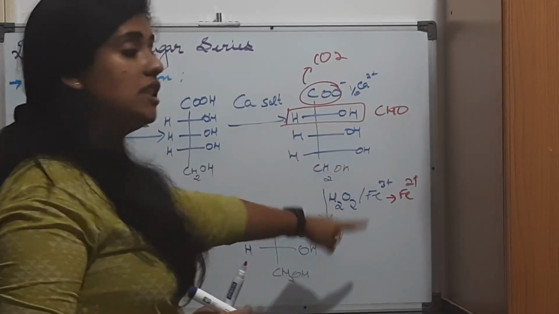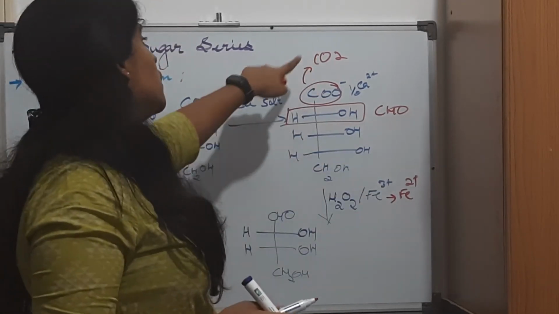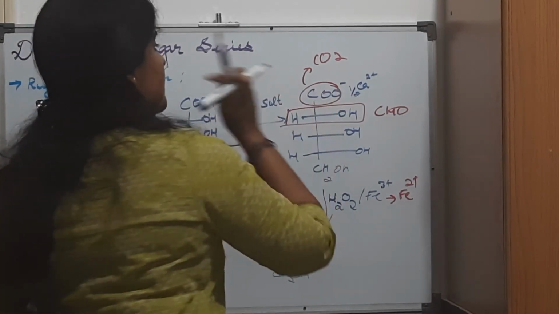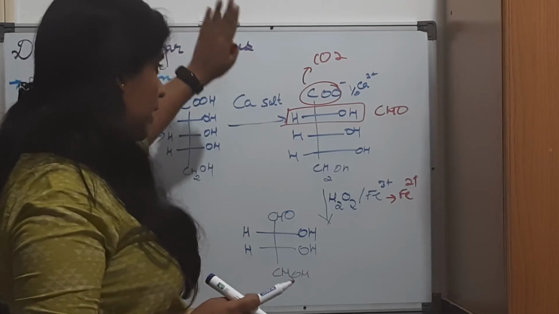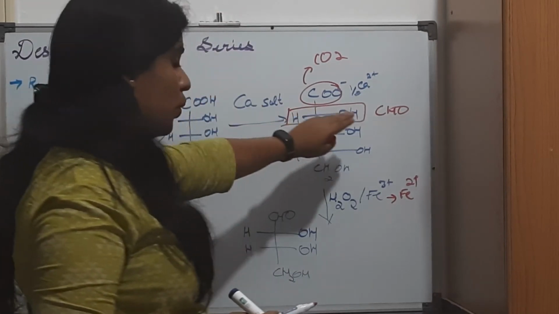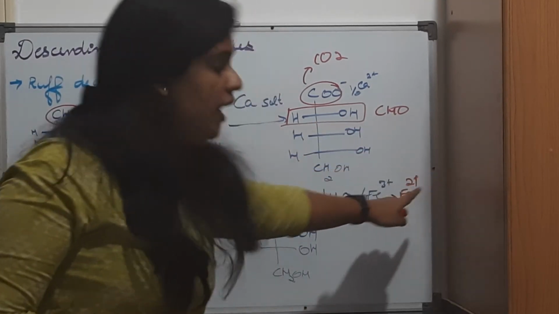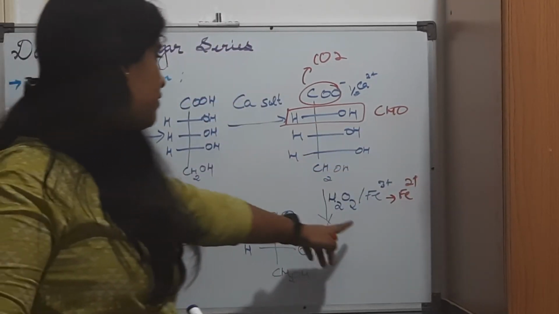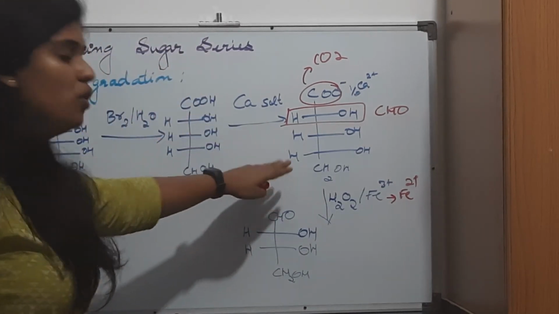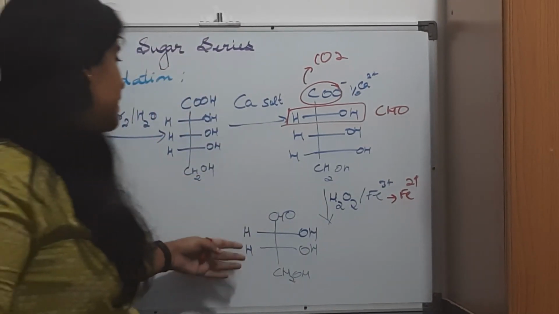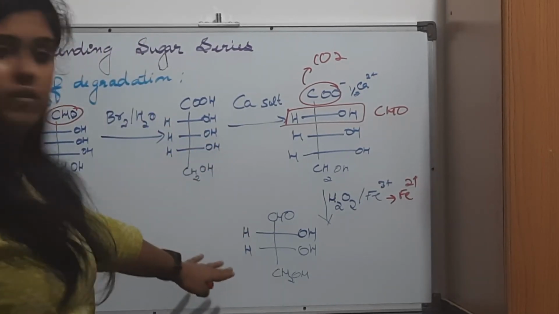And then further treatment with Fenton's reagent, which is H2O2 and Fe3 plus ions. So from the COO minus, that carboxylate part, CO2 has gone out, and the next carbon after that, CHOH, now gets oxidized to CHO, and also Fe3 plus gets reduced to Fe2 plus, and this is the final molecule. The rest of the remaining portion remains the same, and this is my chain-shortened aldose. Clear?